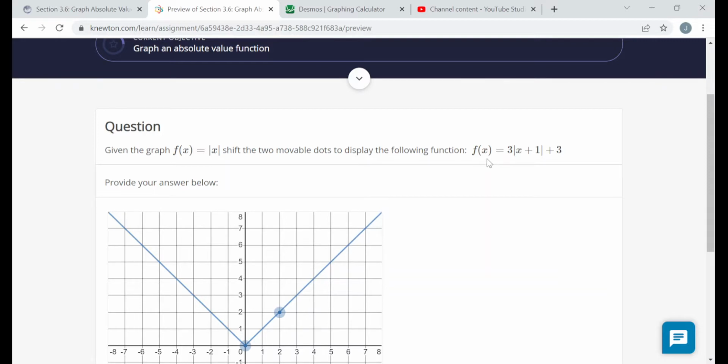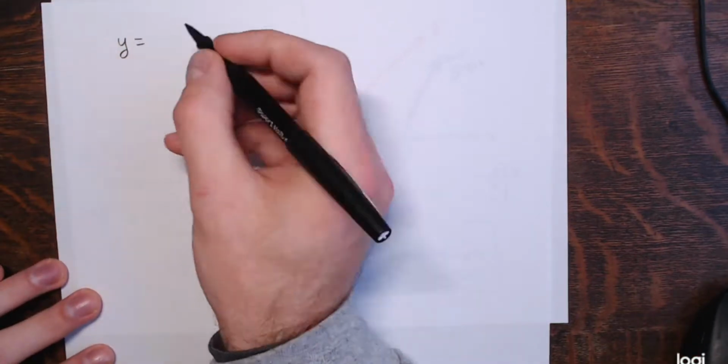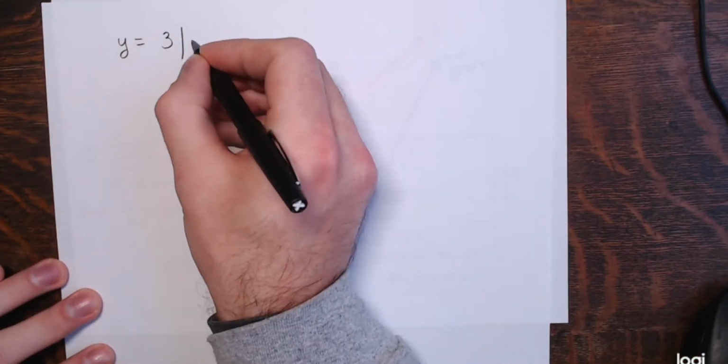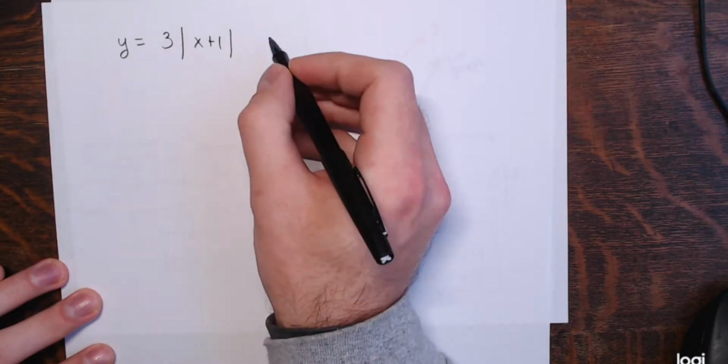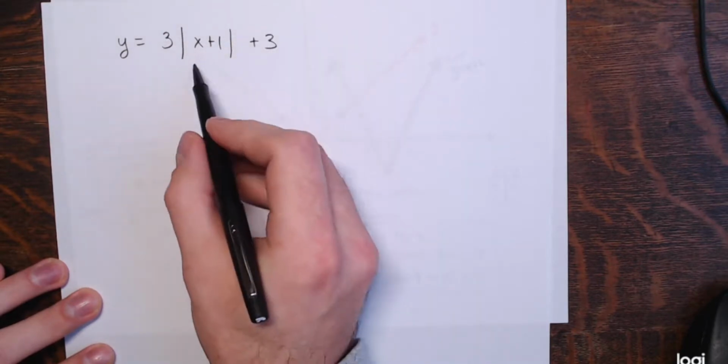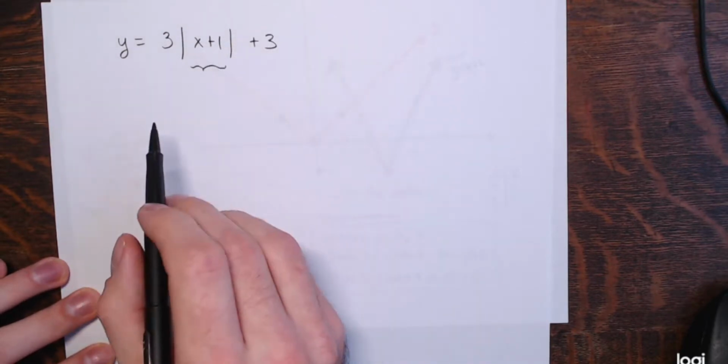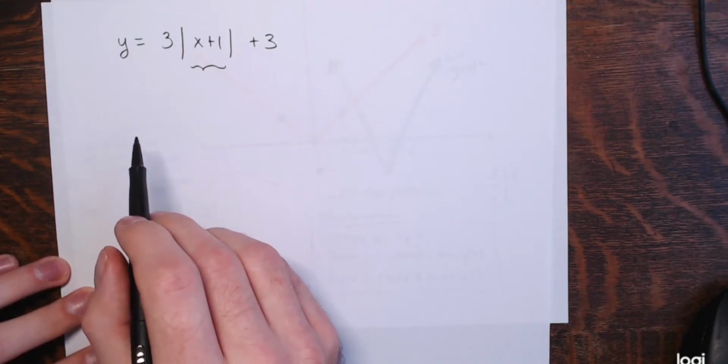But we're asked to graph y equals 3 times the absolute value of x plus 1, plus 3. So yeah, I'll write this one out, and then the last couple problems I'll just say out loud. So we're asked to graph y equals 3 times the absolute value of x plus 1, plus 3. Again, like I was saying, I'll do that vertex method.